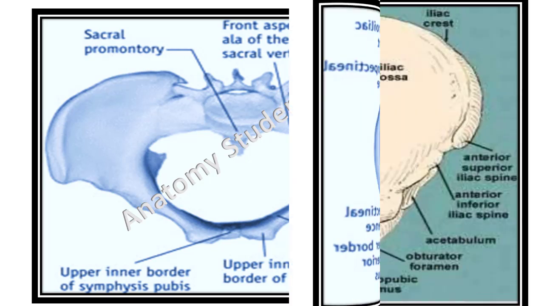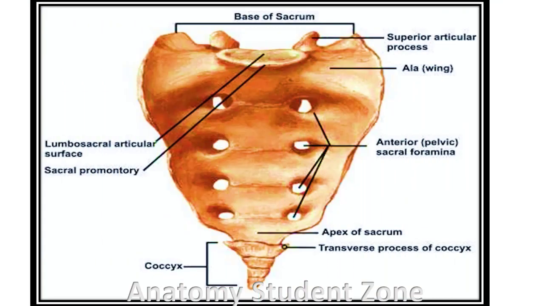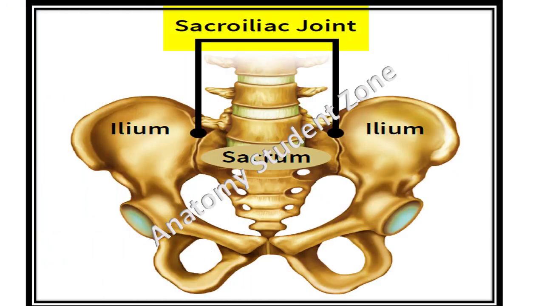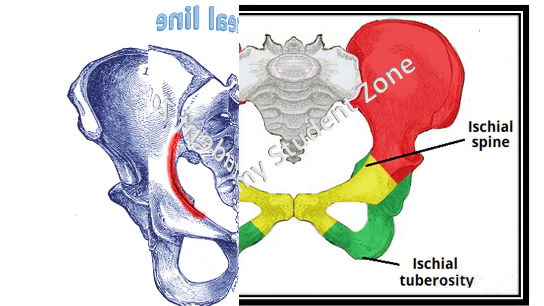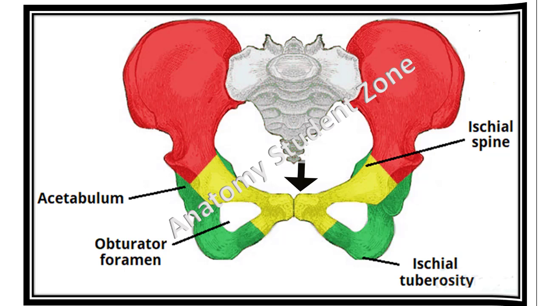8 points. Starting from point 1, the sacral promontory, it continues into the ala of the sacrum, which continues into the sacroiliac joint. Then we have the iliopectineal line. After that, there is the iliopectineal eminence, which continues into the superior border of the superior ramus of the pubic bone, and it continues into the upper inner border of the body of the pubis, and the last point is the upper inner border of the pubic symphysis.